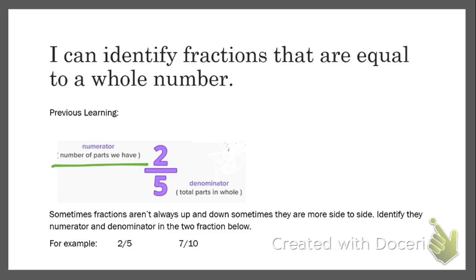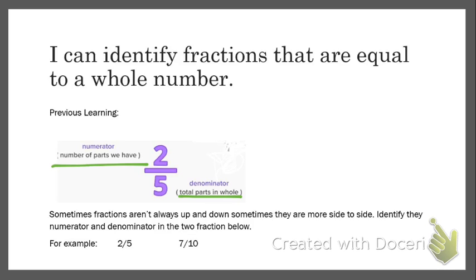And then the denominator, that's my bottom number, right? And that's the total parts that the whole is cut into. So if I have a cake and I cut it into 5 pieces, and according to this fraction, maybe I ate 2 of those 5 pieces, okay? Sometimes fractions aren't always up and down. Sometimes they're more side to side, and you still need to be able to identify the numerator and the denominator in those fractions, especially for today's lesson.